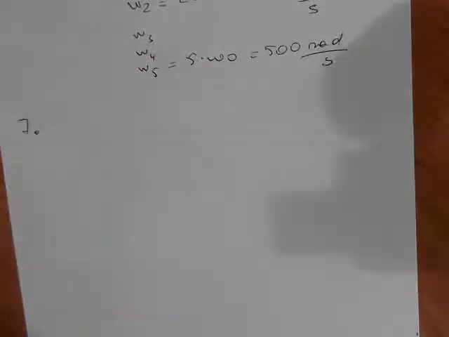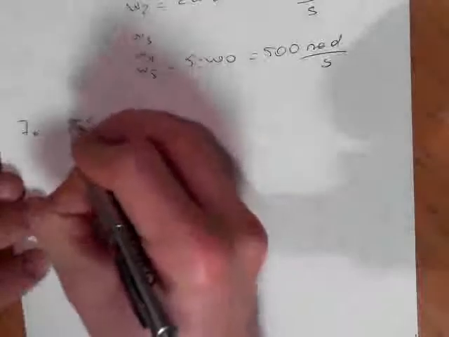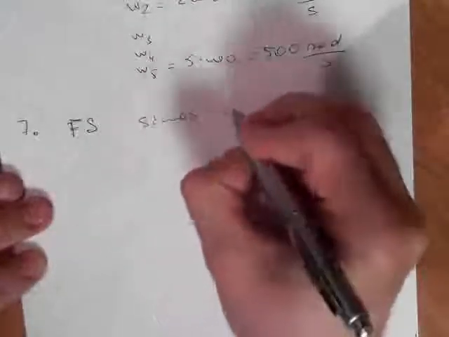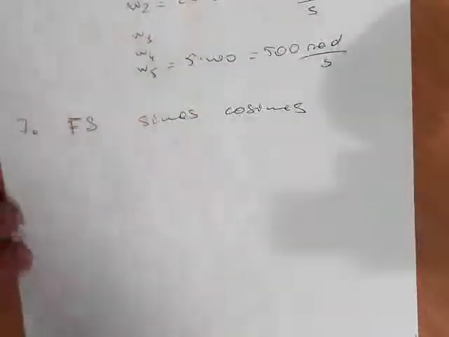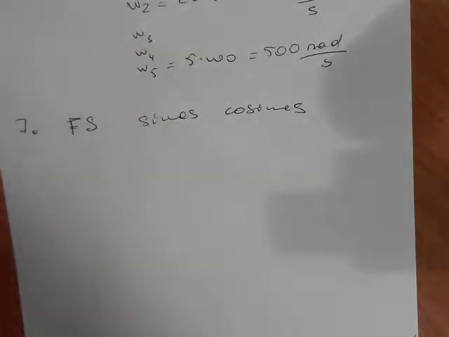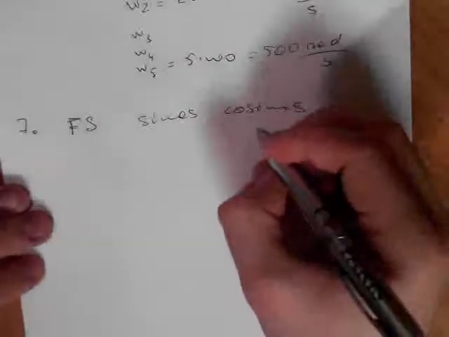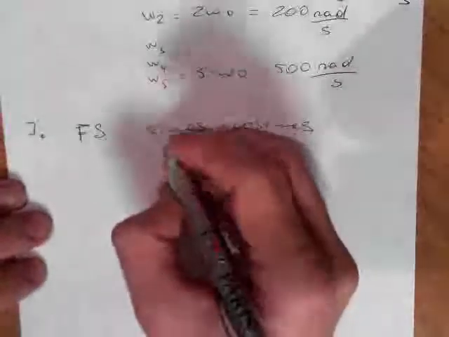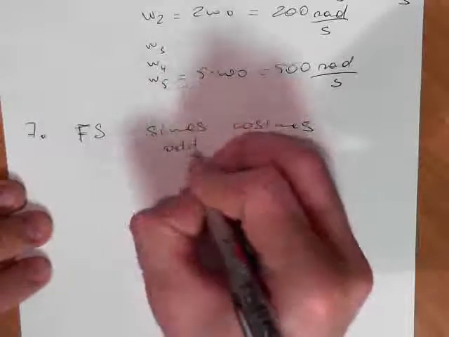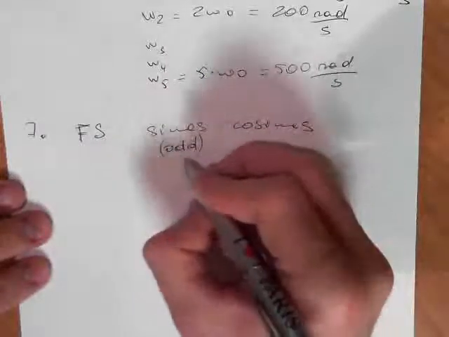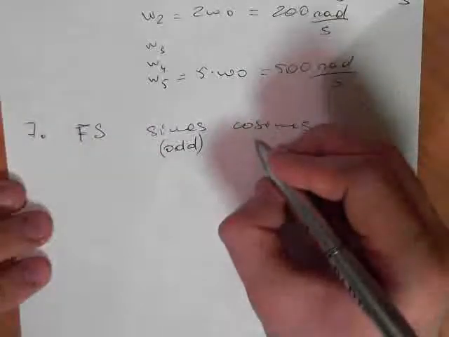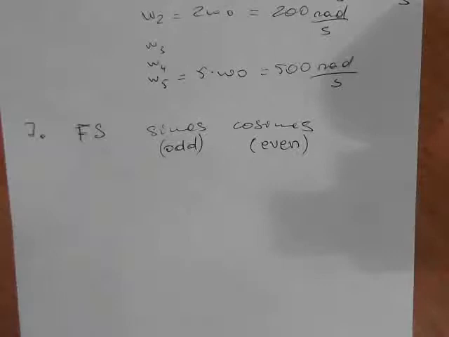So now number 7 is: what functions are expanded by Fourier series having sines or cosines? Since sine is an odd function, odd functions are expanded by sines. Cosine is an even function, so even functions are expanded using cosines.